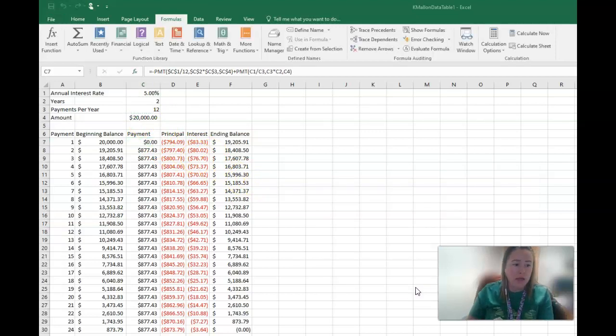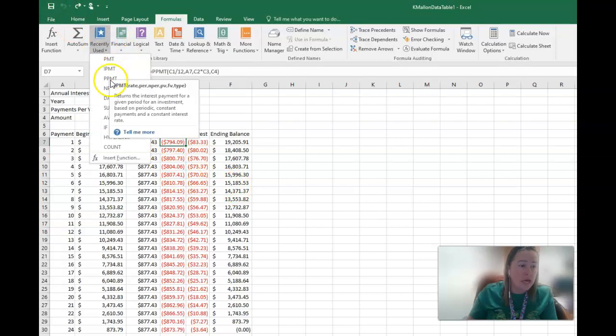Hit OK, and that brings you to $877.43. I don't know why it went to zero, but it did. So let's go back. Same thing with principal. I used the formula box, PPMT, and I filled in the information that was requested.